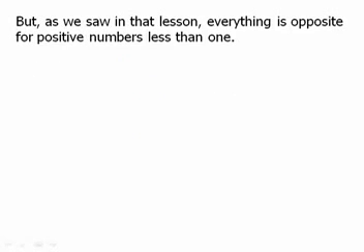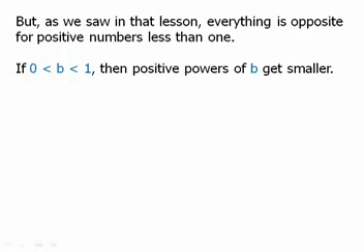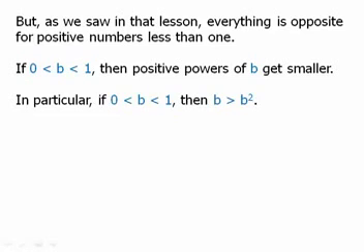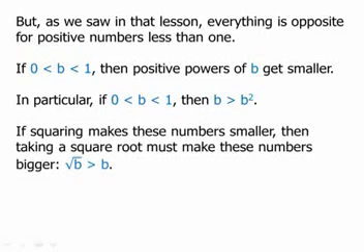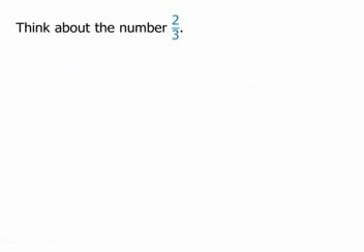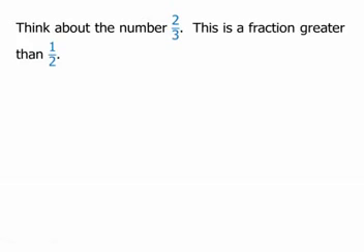But as we saw in that lesson, everything is opposite for positive numbers less than 1. If the base is a number between 0 and 1, then positive powers of b get smaller. In particular, if b is between 0 and 1, then b is greater than b squared. B squared would actually be a smaller number. If squaring makes these numbers smaller, then taking a square root must make these numbers bigger. So for a b that is between 0 and 1, it must be true that the square root of b is greater than b.